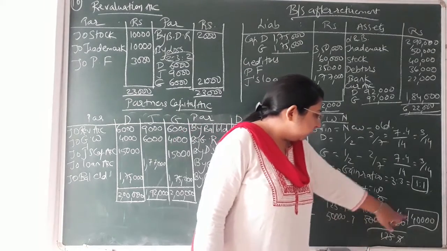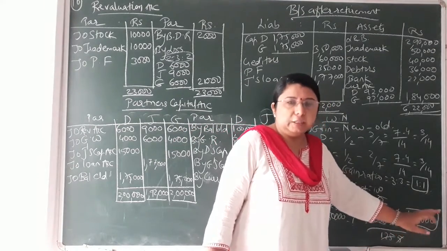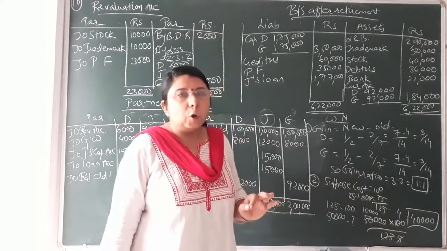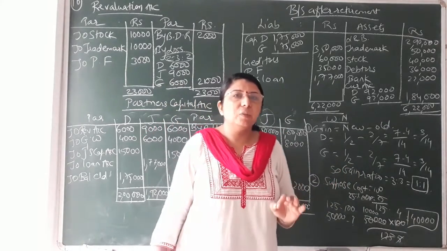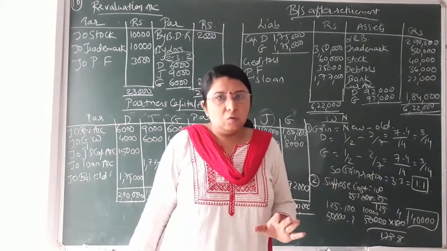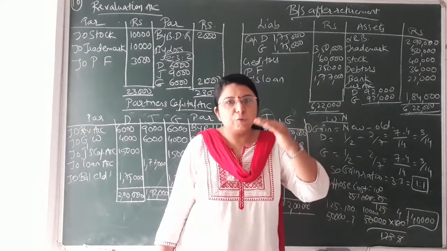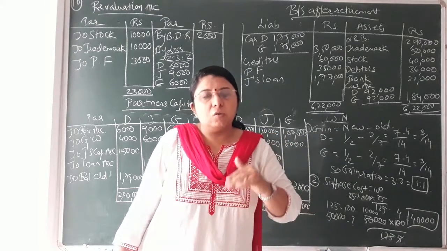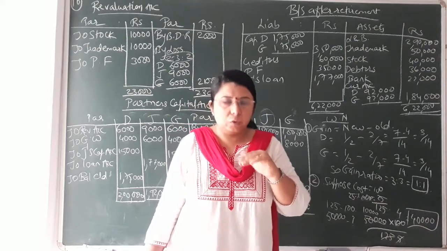Doing the multiplication and division, the value comes to rupees 40,000. So the new value of stock in the new balance sheet will be showing as rupees 40,000. Instead of 50,000, the value of stock has been decreased to 40,000. So the decrease is about 10,000 rupees.